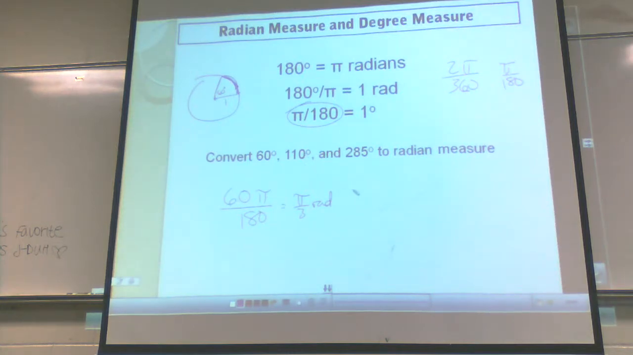All right, so again, the whole process would be, right? So if I did the 110 degrees, it's basically 110 divided by 180.